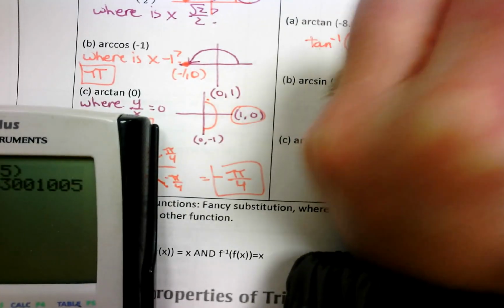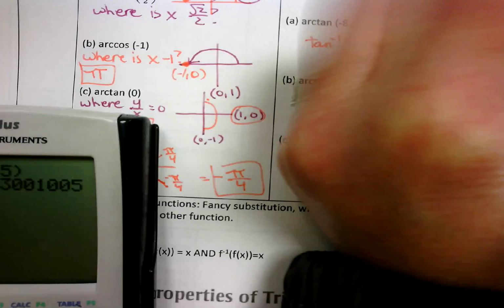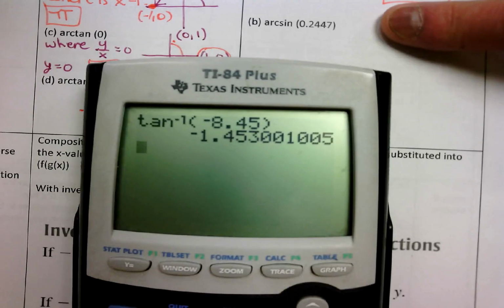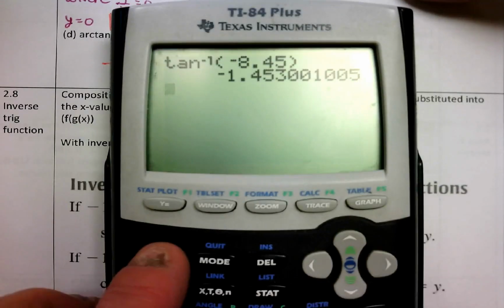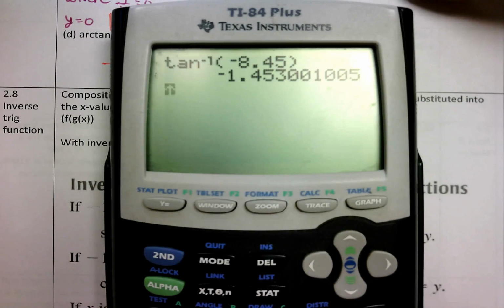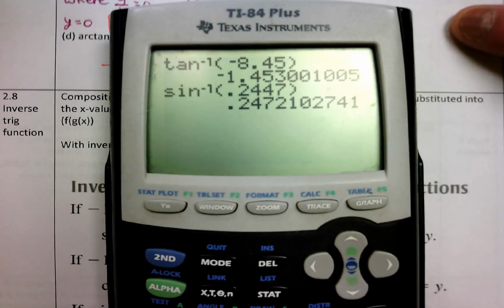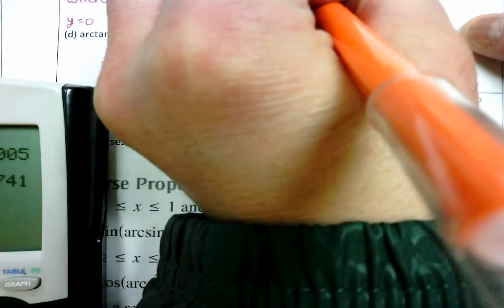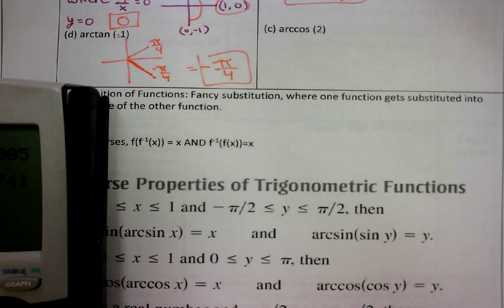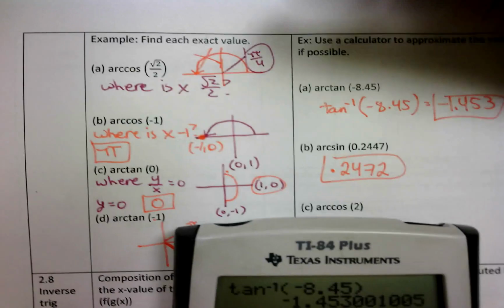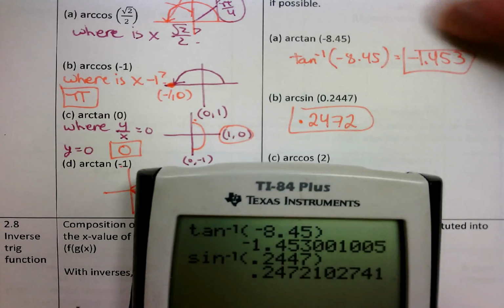All right, let's go on ahead and do arc sine of 0.2447. So same thing, we're going to do the inverse sine, so second sine, and then we're going to do 0.2447, and we get 0.2472. Okay, so these are approximate. These are no longer exact. On the earlier ones we were finding the exact value based off of the unit circle, and this one we're approximating.